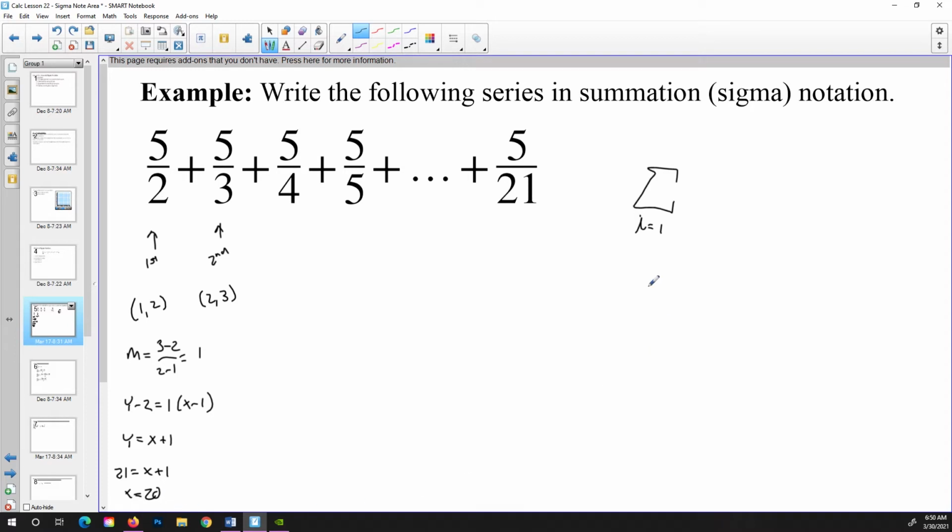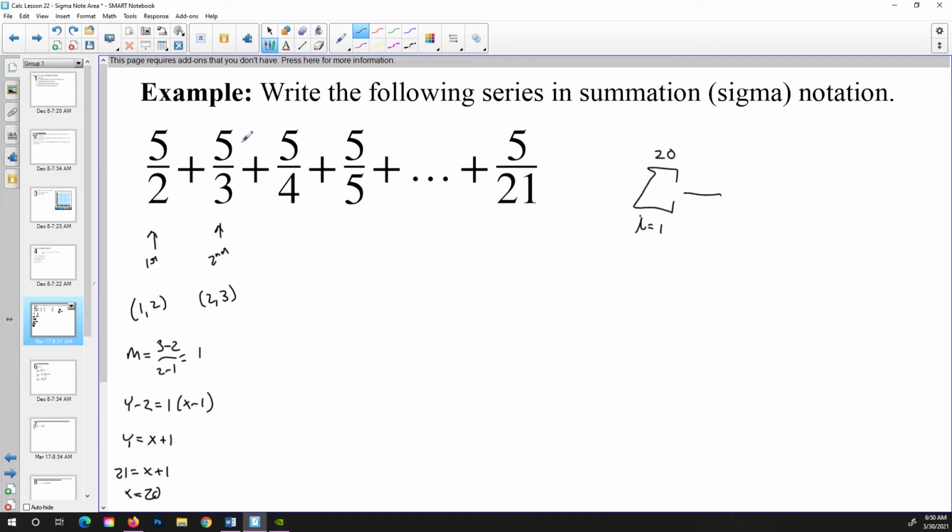Now 20 is going to be my upper limit of summation. So the next thing I need to do is figure out what kind of equation I'm going to put here. Since we have a fraction, might as well make it a fraction in our equation and make an equation for both the numerator and the denominator.